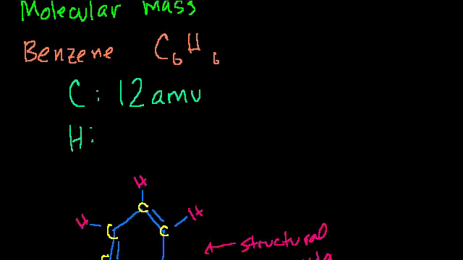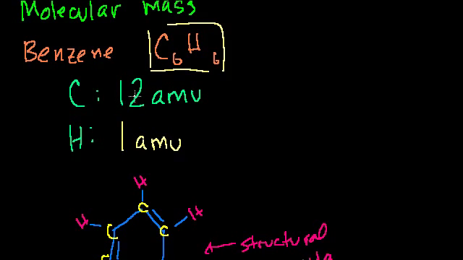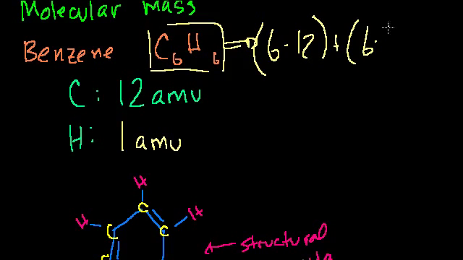If it had any neutrons in it, it would have been at least an atomic mass of 2, but hydrogen has an atomic mass of 1 atomic mass unit. So what is the mass of one molecule of benzene? Well, it's 6 times the carbon mass, so 6 times 12, plus 6 times the mass of hydrogen, plus 6 times 1. So 6 times 12 is 72, plus 6 times 1, is 6, which is equal to 78.